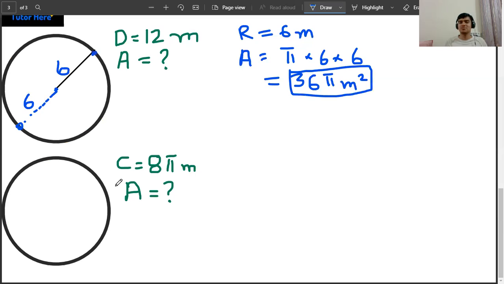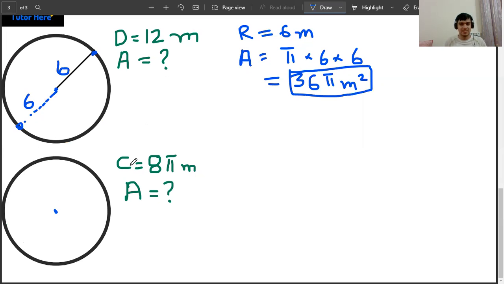Okay, so in this question, we've been given the circumference, all right? The circumference is given as 8 pi meters. So first of all, you should think, okay, I want to find out the area. What is the formula for area? Area is pi r square. So what I need is the radius. Am I given the radius? No, I'm not given the radius.